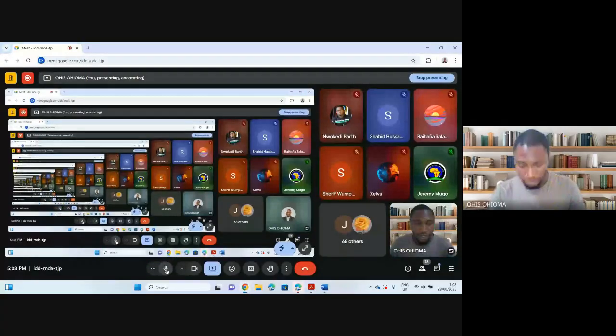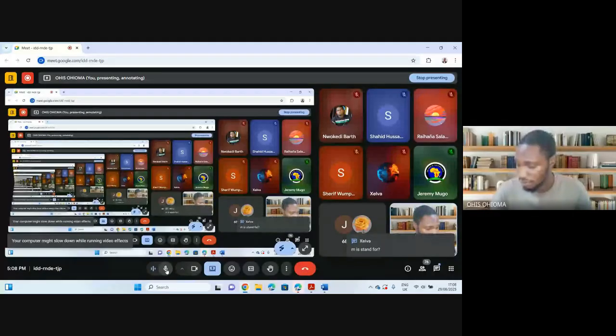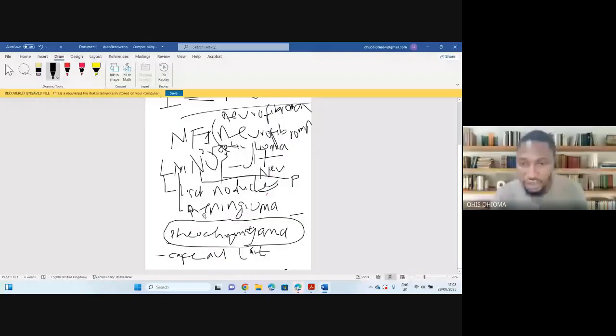Okay, so we can continue right now. The next thing we're going to talk about, the M stands for meningioma. This is it right here, meningioma, right?